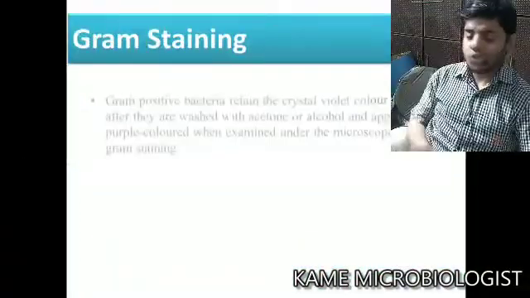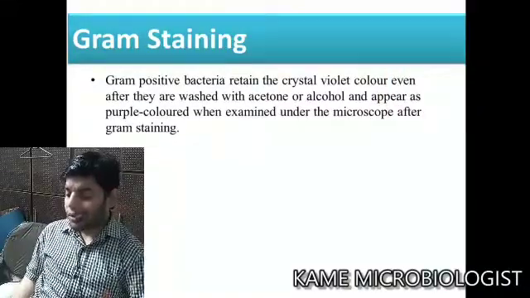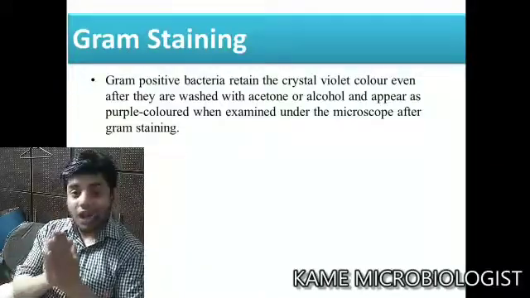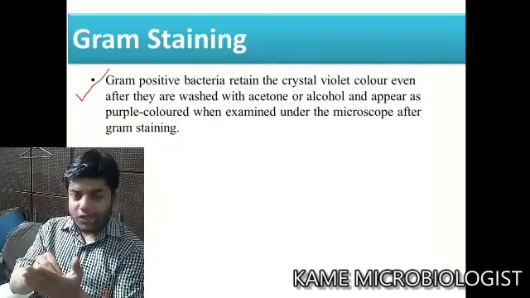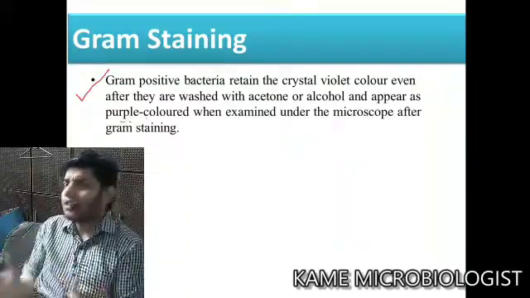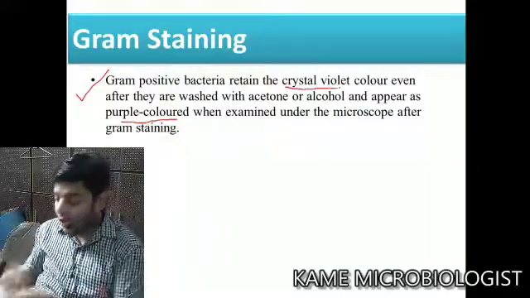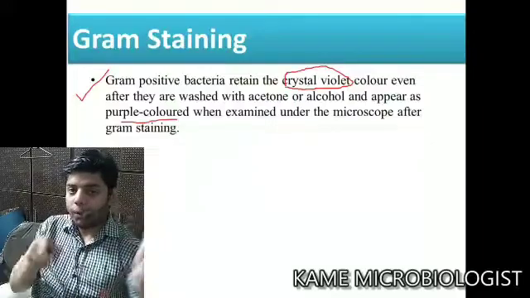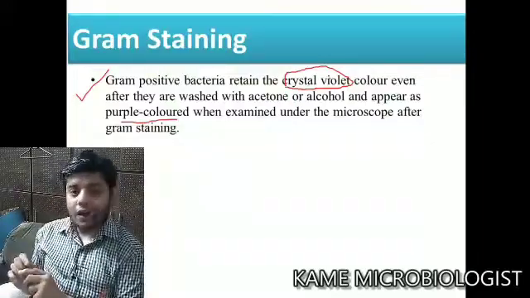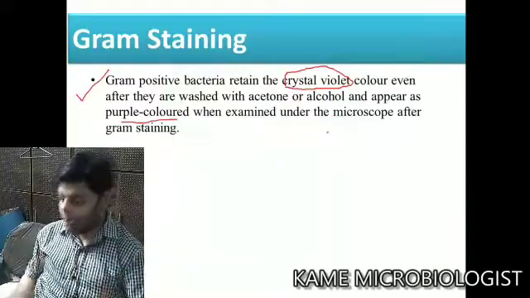And then we have the gram staining of the gram-positive and gram-negative bacteria. Remember guys, the gram-positive bacteria appear bluish purple in color under the light microscope. Now why? What's the reason behind that? Because the cell wall is thick and it retains the crystal violet. Crystal violet is part of the gram stain. We will explain it. And when it retains the crystal violet, that's why it appears bluish purple in color.